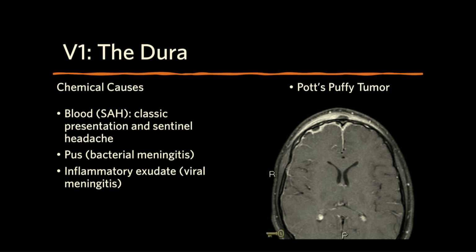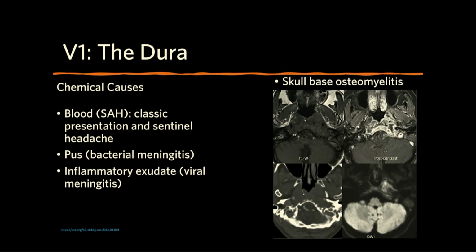Okay, so again, chemical causes of dural irritation, we're pretty comfortable with this. Anything that causes inflammation or infection of the dura is going to cause headache in that distribution. This is just an example of skull-base osteomyelitis, another thing that will do that.